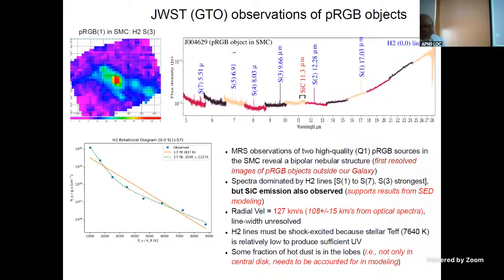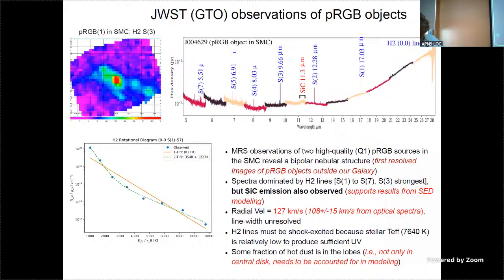So here's some preliminary data from an archival program. Well, it's archival data now, but it's a GTO program. Here's a post-RGB object in the SMC, and you can see this beautiful bipolar nebula. Here's a spectrum, and you can see it's dominated by molecular hydrogen lines. And in addition to that, you see this SiC feature.